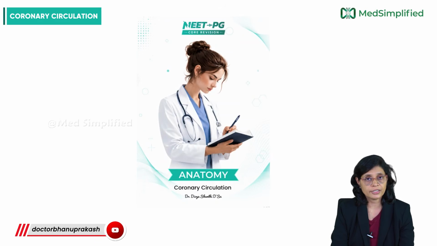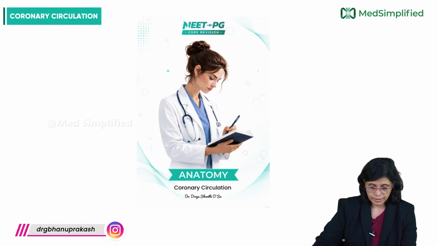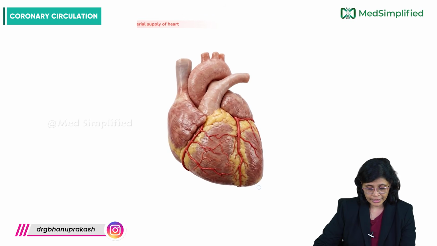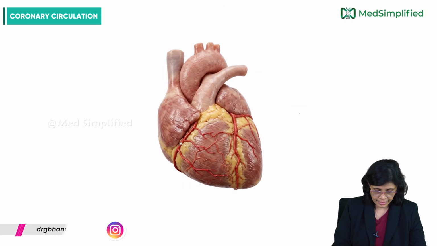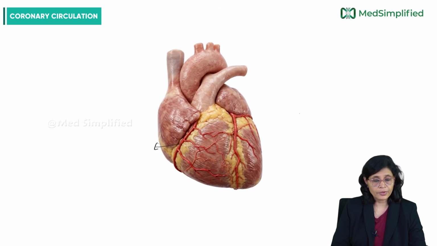These series are structured, focused and exam oriented so that you can recall faster and more confidently in your exams. In today's session, we are going to break down the anatomy of coronary circulation into clear, high-yielding, exam-oriented concepts. So let's get started. The heart is supplied by two coronary arteries, the right and the left, and that is why we call the circulation coronary circulation.